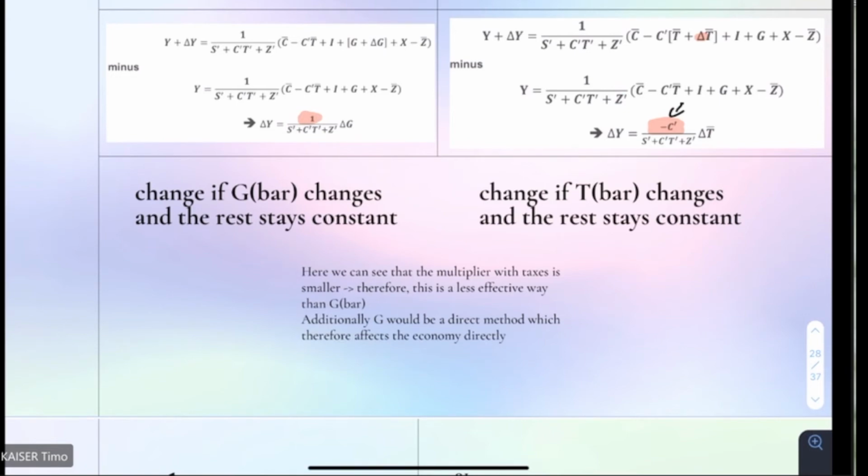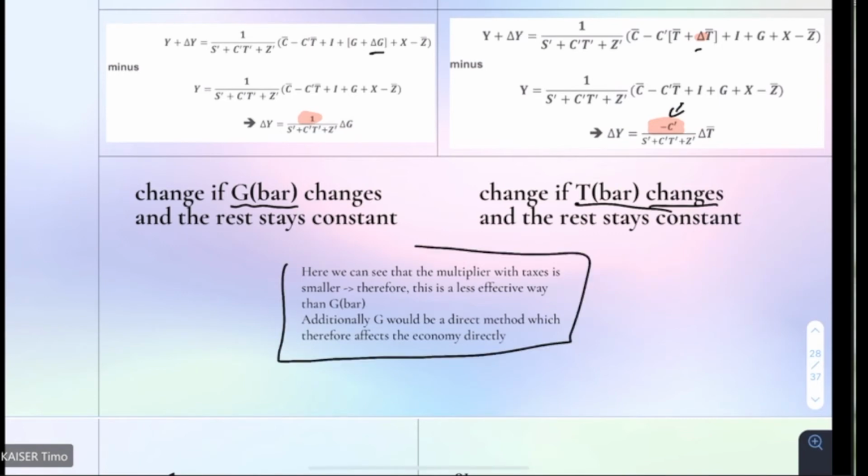And now how do we find the difference, or something to remember if you have to look at the difference between a change in government or a change in taxes? Always remember that a change in government is much more effective than a change in T-bar if everything else stays constant, because you have the explanation down here. The multiplier is bigger on this side because, as we see, C prime is a number between 0 and 1, excluding 0 and 1, and therefore on top it will never be 1, and therefore it will always be smaller.